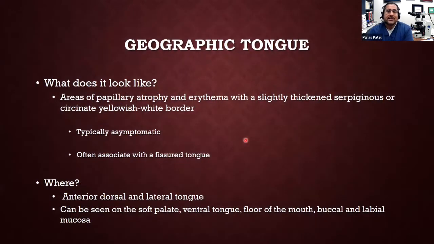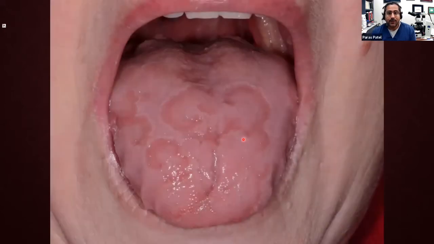What does it look like? It's these areas of papillary atrophy and redness with a slightly thickened white to yellow serpiginous border, typically asymptomatic, and it has a pretty distinct correlation to occur with fissured tongue. Oftentimes on the anterior dorsal and lateral tongue is where we'll see this, but it can actually be seen on the soft palate, the ventral tongue, and the floor of the mouth, as well as the buccal and labial mucosa. So this can be seen at other locations, all right?